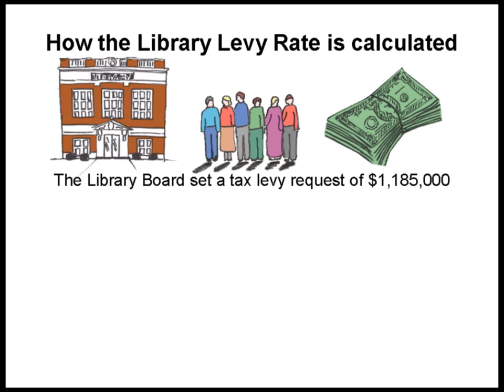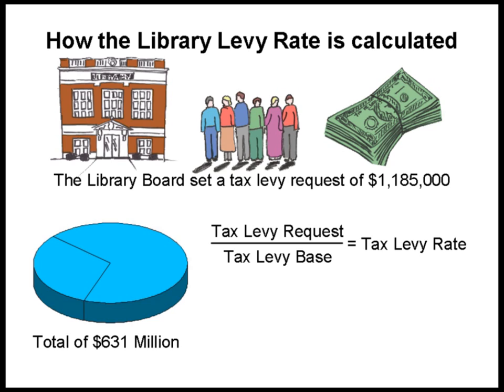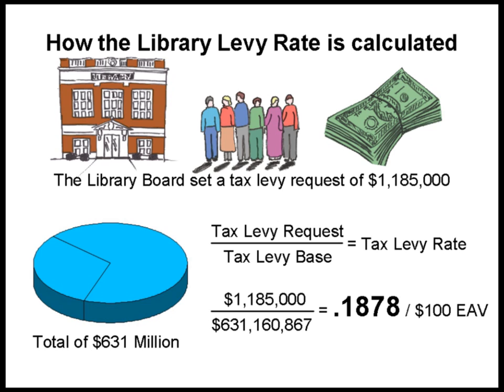Now let's go back to the library levy request and pretend that there are no TIF districts. The Library Board would still set the levy request at $1,185,000. The difference here is that the entire tax base of $631 million is used in the calculation of the tax levy rate. Doing the math yields a tax rate of 0.1878 per hundred.